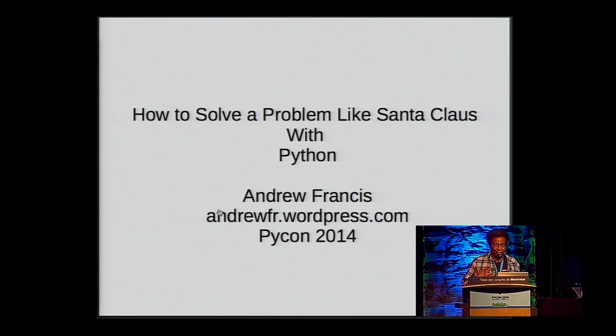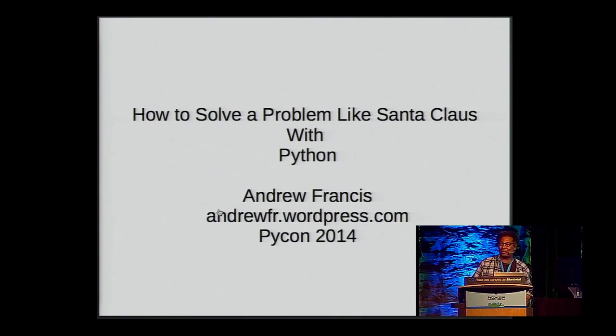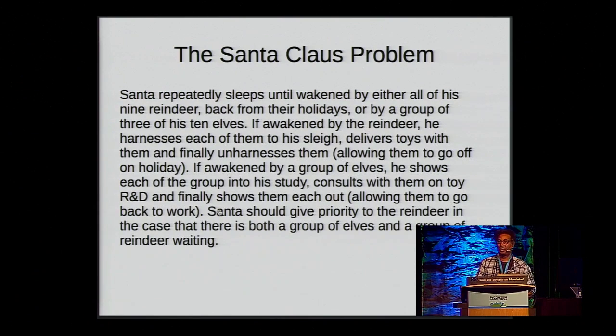Hello, my name is Andrew Francis, and it's a great pleasure to give a talk in my hometown of Montreal. This is a notorious concurrency problem in computer science. I first encountered it in the book Beautiful Code. The solution was given in Haskell, and I said to myself, gee, can I create a Pythonic version of this?